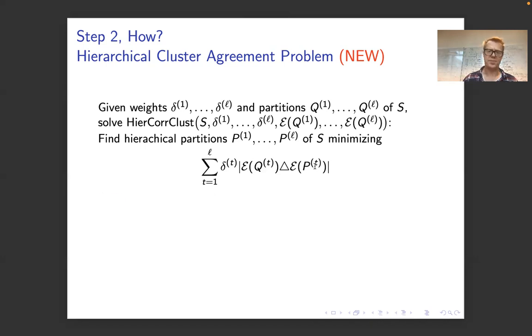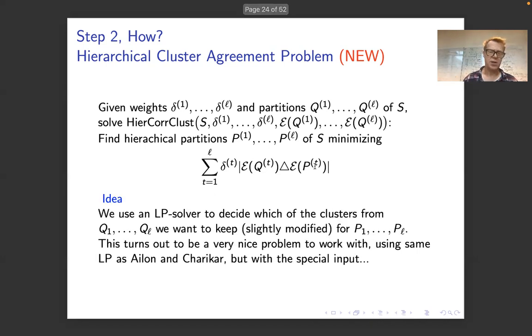Okay, so again, we just minimize the weighted sum of the symmetric differences between the input partitions and the hierarchical output partitions. The idea for solving this problem is to use an LP, and it will decide which of the clusters in the input we want to keep in a slightly modified version for the output clusters, hierarchical output partitions. And this turns out to be a very nice problem to work on using the same LP as Ailon and Charikar did, but with this special input.